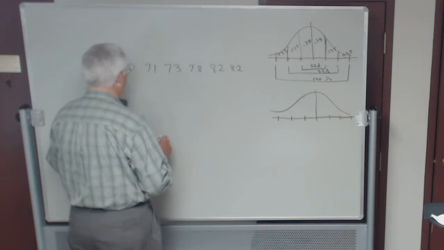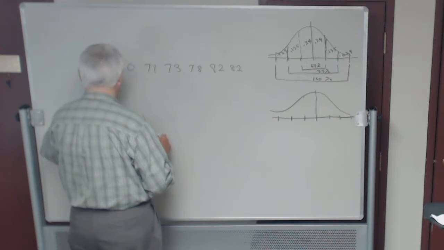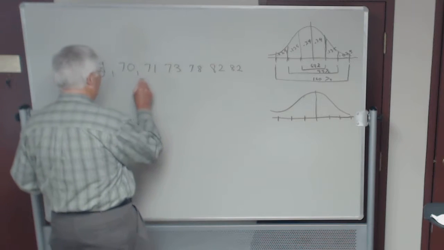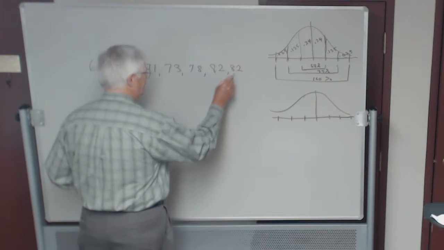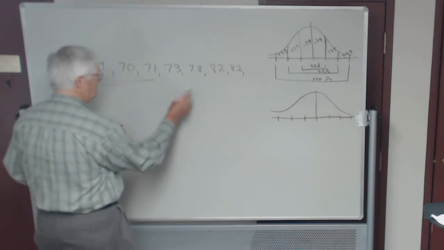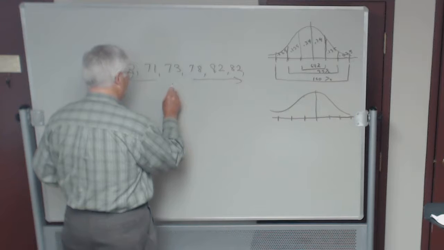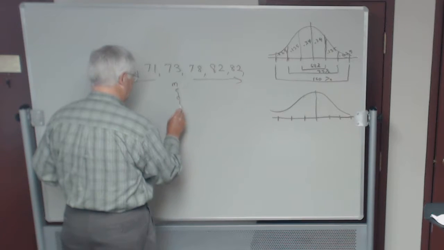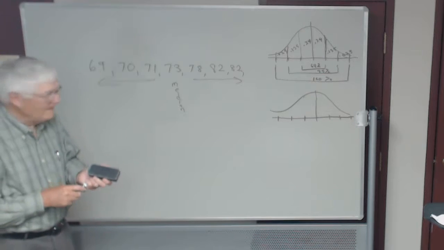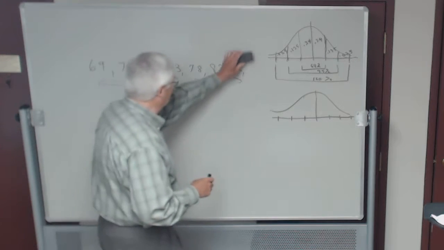And then what? 1, 2, 3, 4, 5, 6. That's it, huh? Okay. 1, 2, 3, 4, 5, 6, 7. So 3 on each side. The median would be 73.